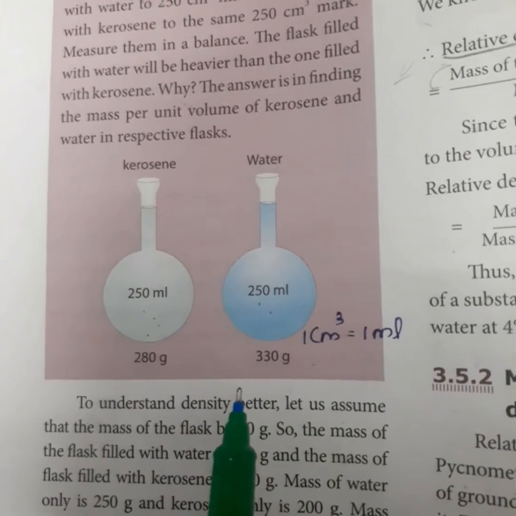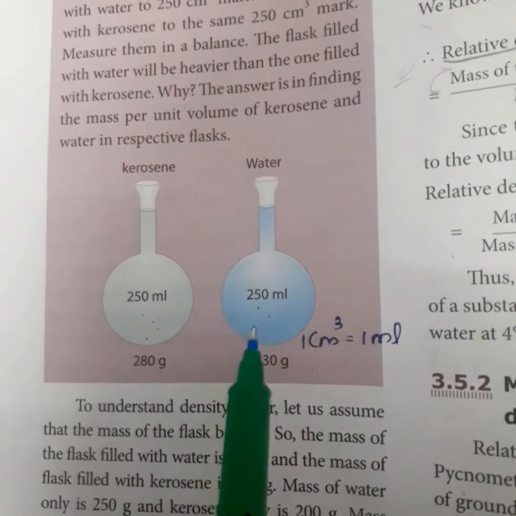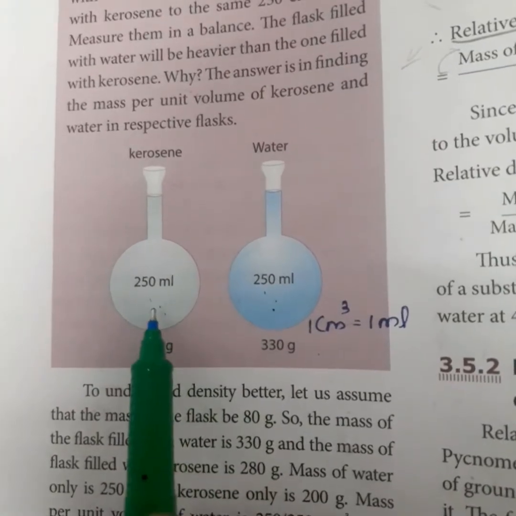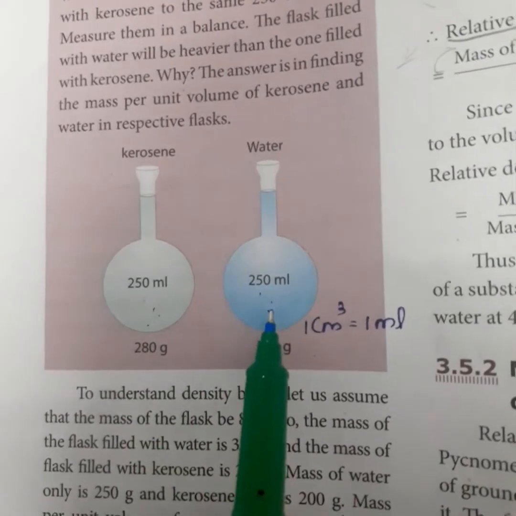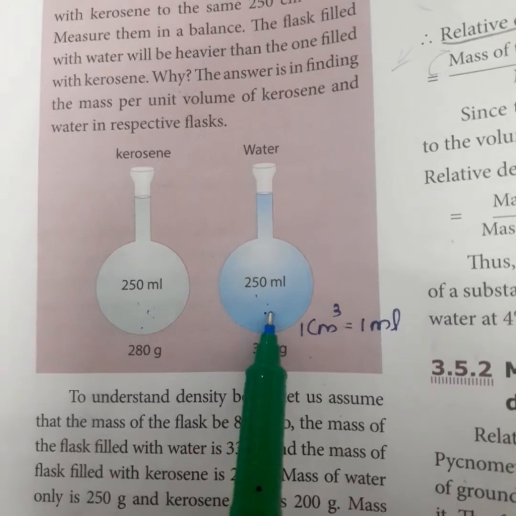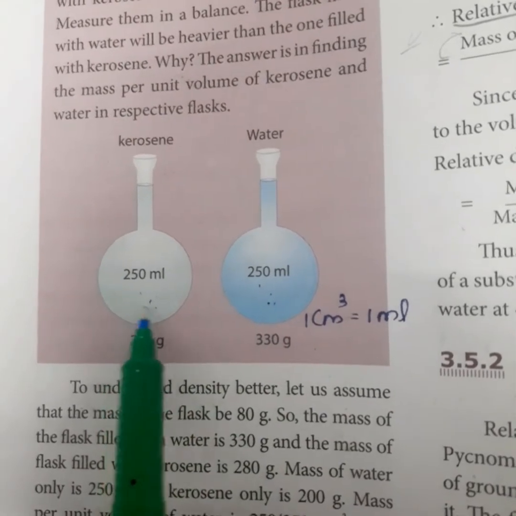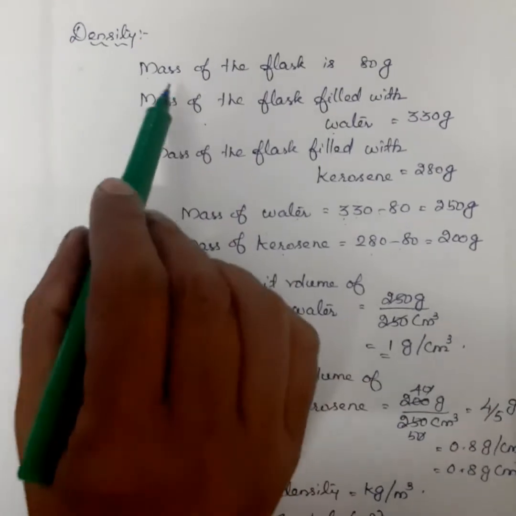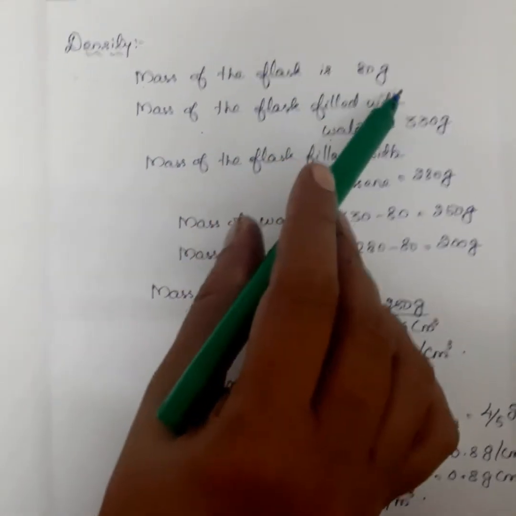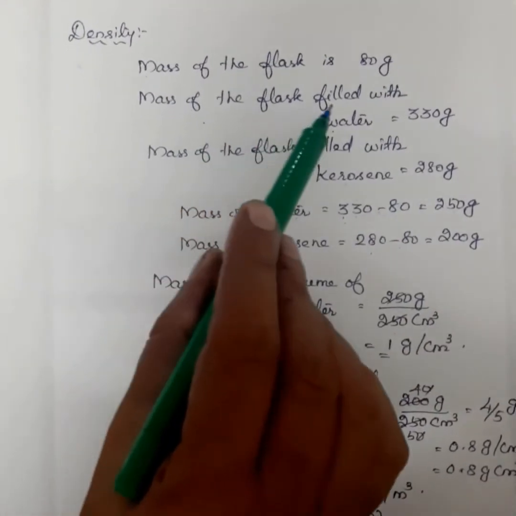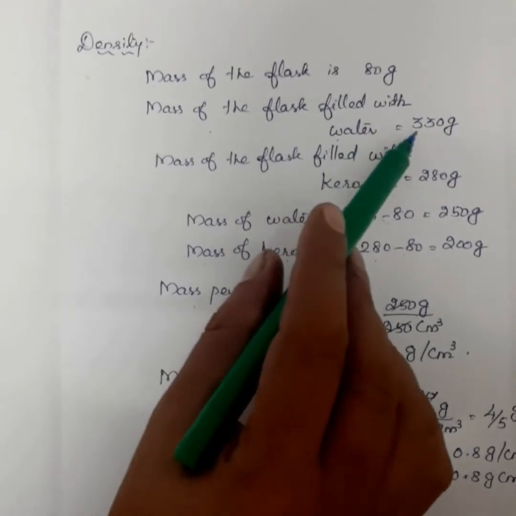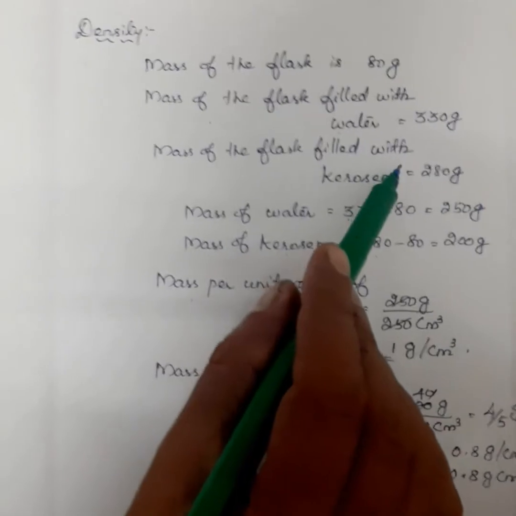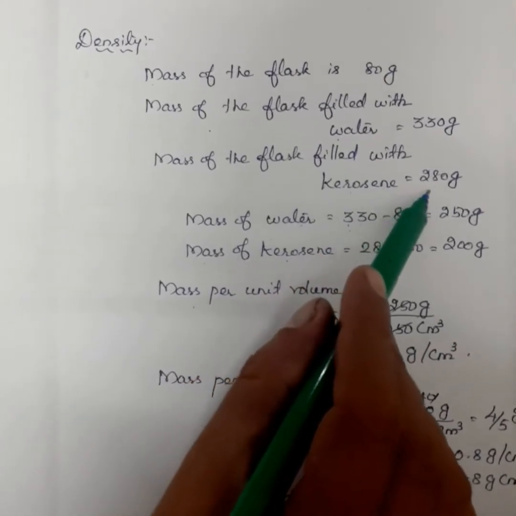Now what do you understand? The flask filled with water is heavier than the flask filled with kerosene. Now assume the mass of the flask is 80 gram. The mass of the flask filled with water is equal to 330 gram. So the mass of the flask filled with kerosene is equal to 280 gram.